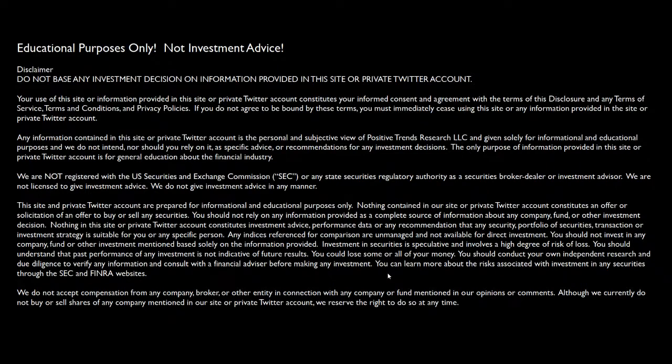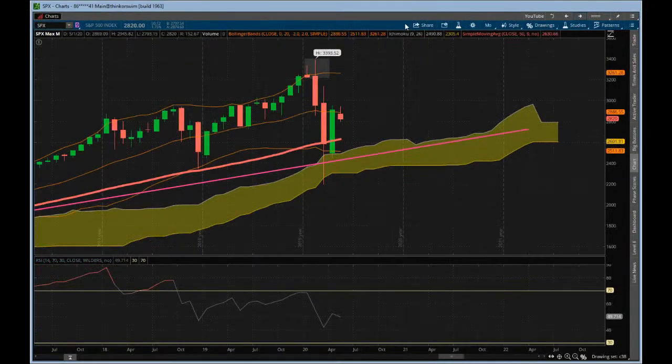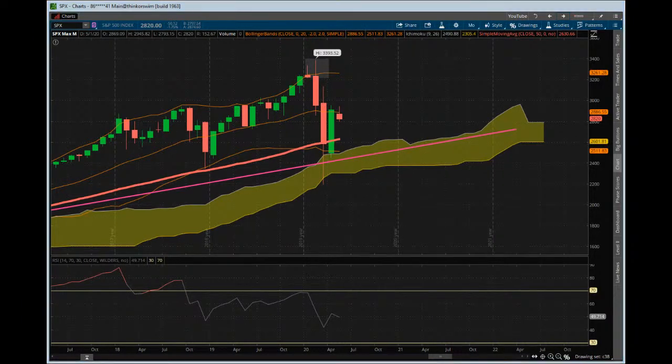All right. Well, let's take a look and see where we left off in the market today. So here's the S&P cash, the SPX, on the monthly chart. We haven't finished the month yet. We're about halfway through the month, if you guys can believe it.